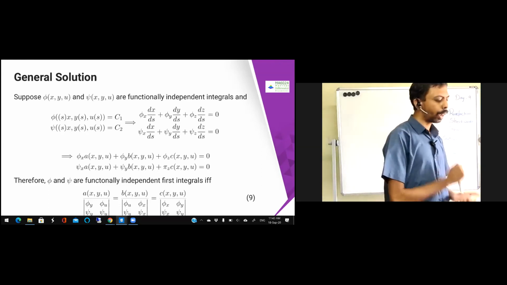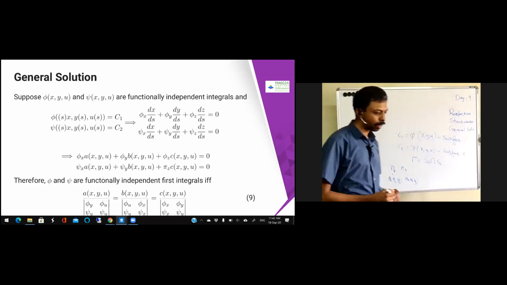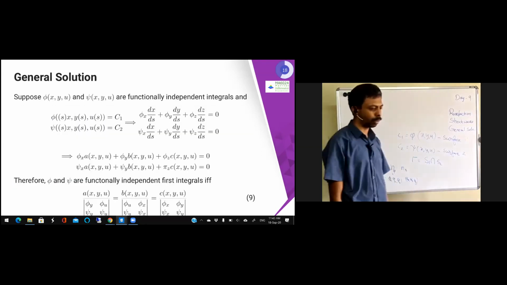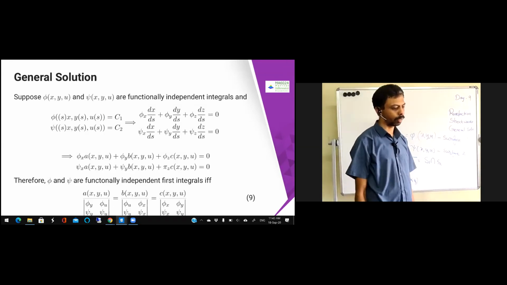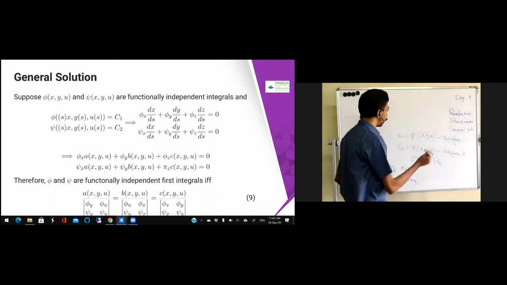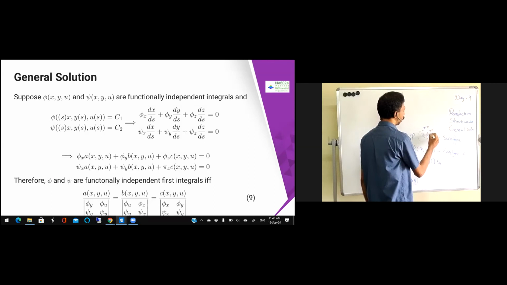Functionally independent. What you can see is that pi I can write it as, there is a mistake, it should be x of s. Pi of x of s, y of s, u of s, I just represent that as C1. This is nothing but x of s, this is y of s and u of s.